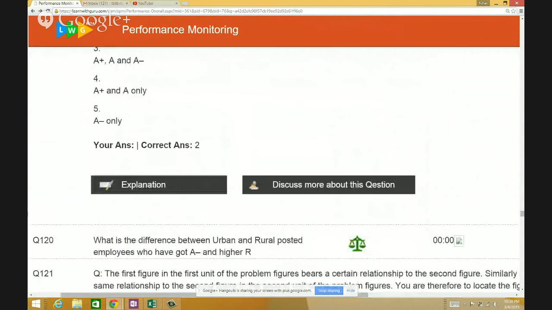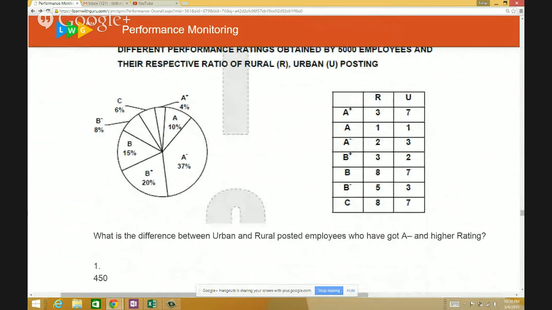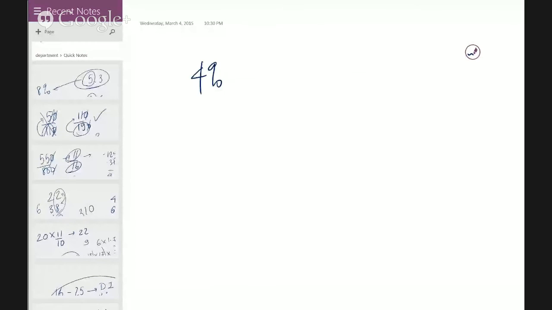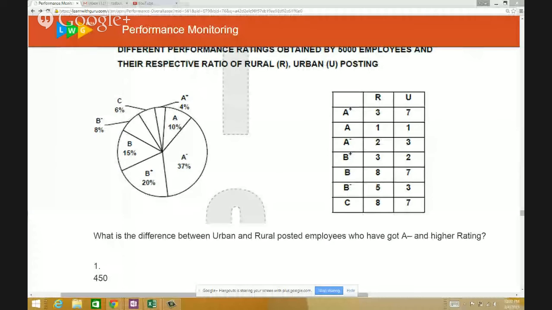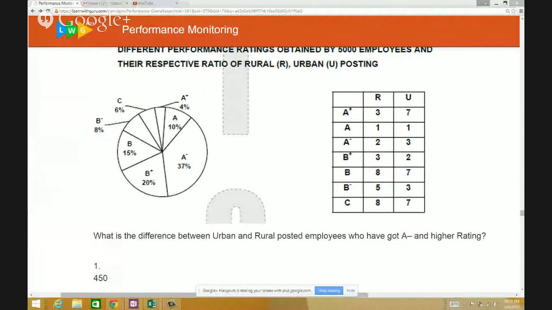Next question. What is the difference between urban and rural? We've got A minus and higher. A minus and higher. Now what is A minus? I'll write the numbers down. So A minus is 4%. You don't have to actually write the number down, by the way. You have to do it mentally. A minus, no, A minus 37%. You have to actually do it mentally. It's easier. Okay, 37%, A minus. Here I'm dictating and writing it to you, explaining it to you. That's why I have to just write it down to explain. A is 10%.